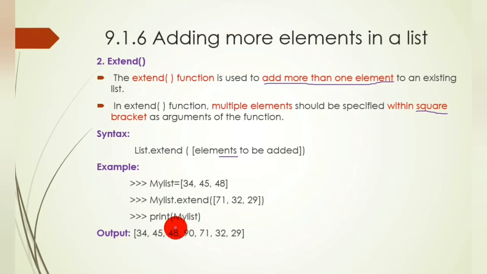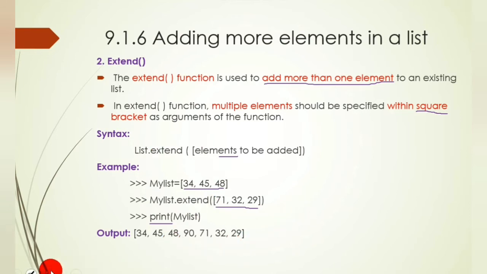So print mylist. Now you can see the output. We know the purpose of the print statement: it is used to display the content on the monitor. So how many elements were already present in this list? Three elements, that is 34, 45, 48. After this, which elements did we add? Again three elements, that is 71, 32, 29. So all these elements are combined in a single list. For this purpose we are using the extend function. The extend function is used to add more than one element to the existing list.